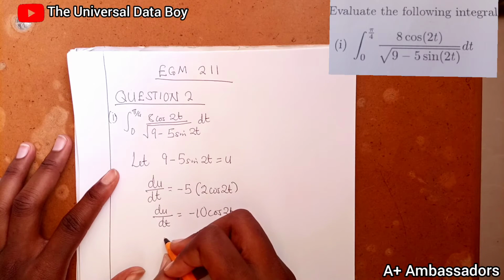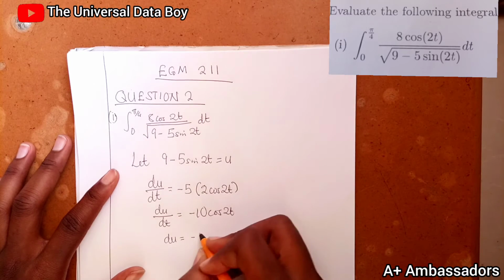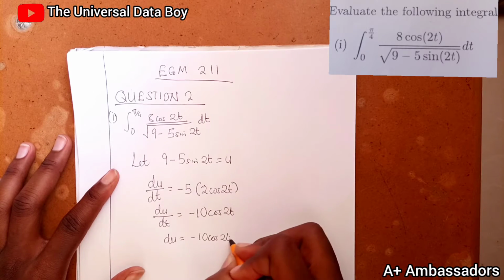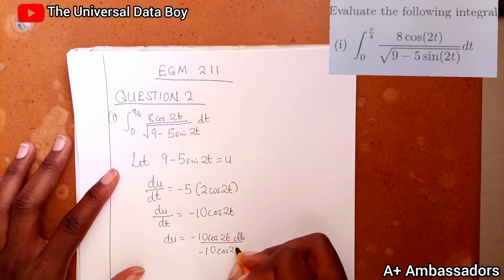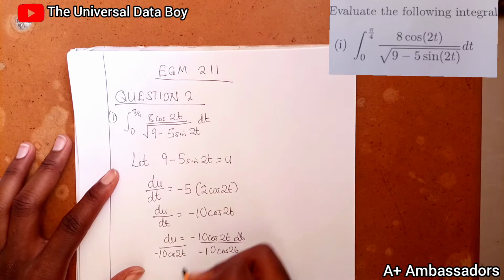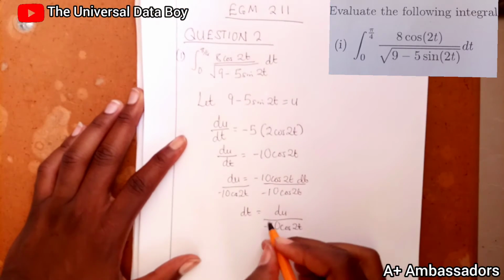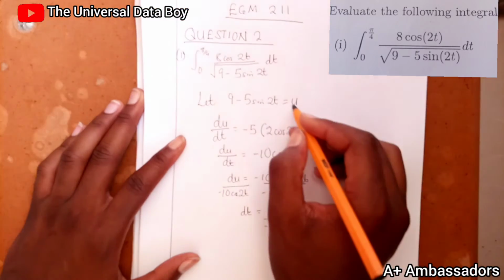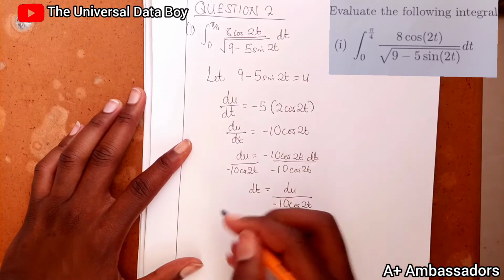So then you can make dt the subject of the formula by cross multiplication. So du is equal to negative 10 cosine 2t dt, and then when you divide both sides by negative 10 cosine 2t, we have dt equal to du over negative 10 cosine 2t. So now wherever there is dt, we are able to replace it with this, and wherever there is 9 minus 5 sine 2t, we can replace it with u. So now let's do the replacing.